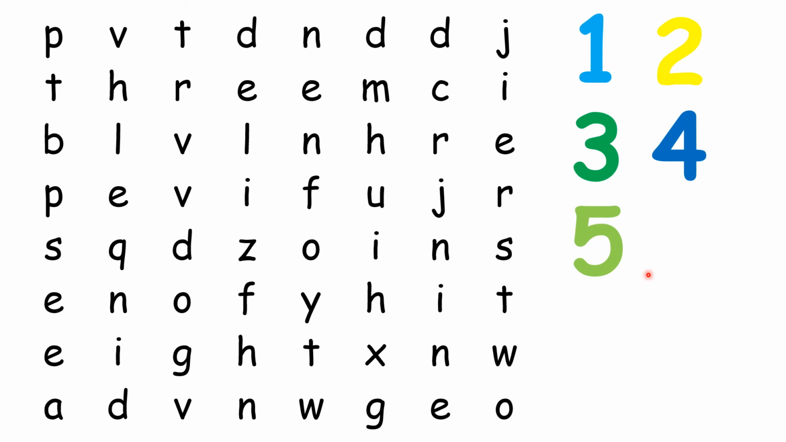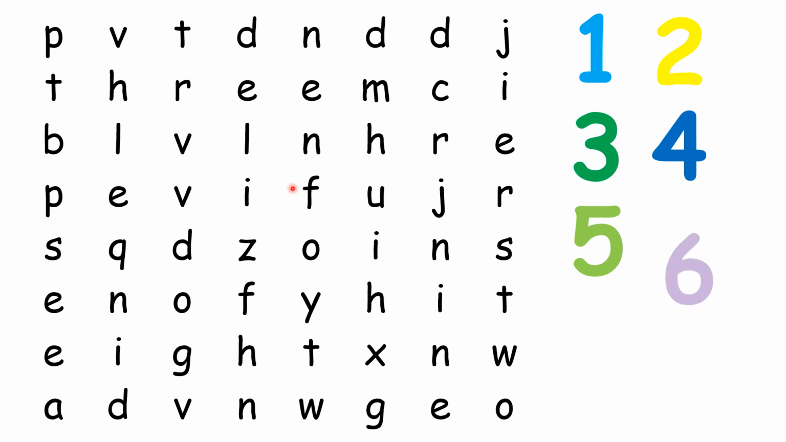Number five. F-I-V-E. Number five. F-I-V-E. Can you find it? We need to find an F first. So there's an F here. And here is an I. And here is the V. And here is the E. F-I-V-E. Five.